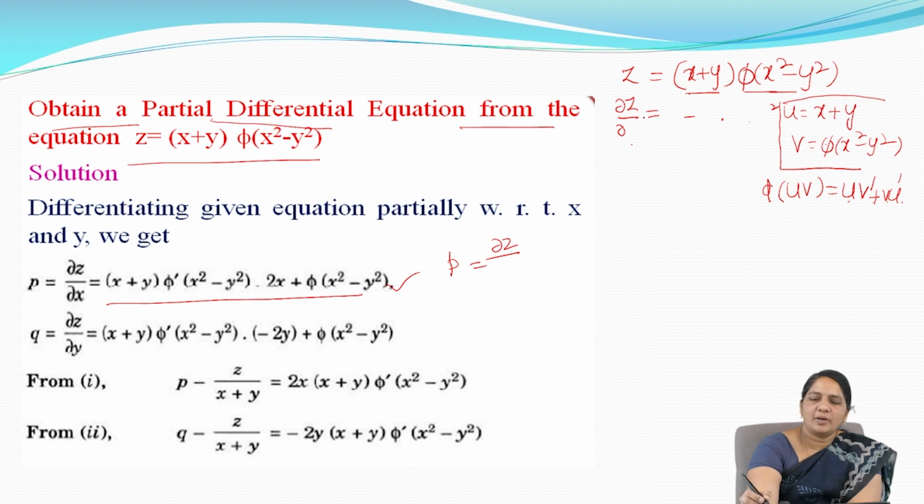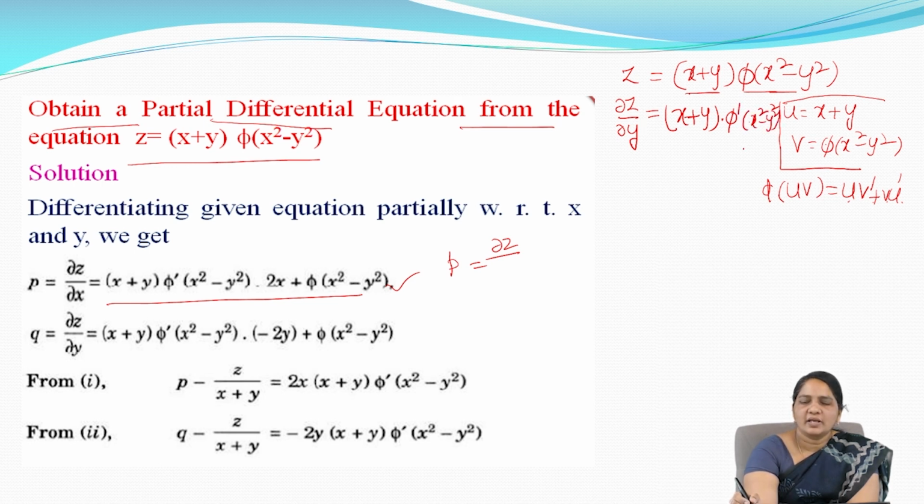So now I am doing ∂z/∂y. What is ∂z/∂y? u into v dash. u is x plus y into v dash, where the phi derivative is phi dash of x square minus y square into, with respect to y, x is constant, so this is 0, minus y square derivative is 2y. So this is u into v dash value, plus v, that is phi of x square minus y square, into the derivative of u, where x is 0 and y is 1.